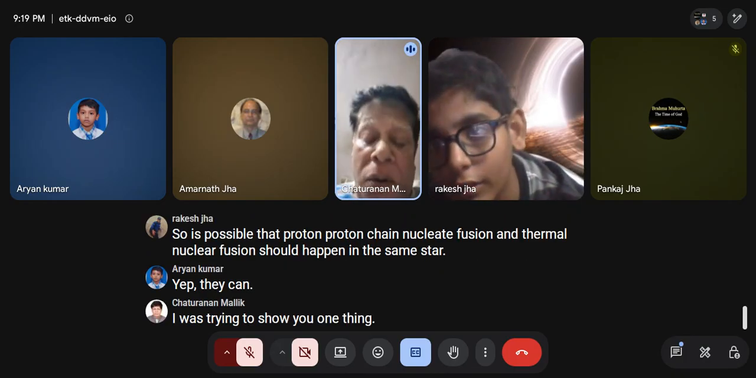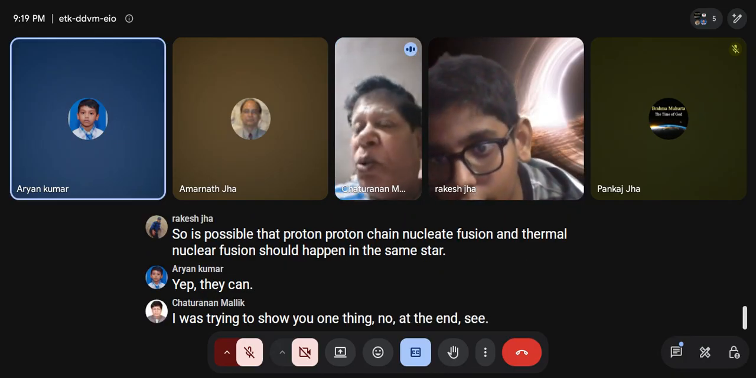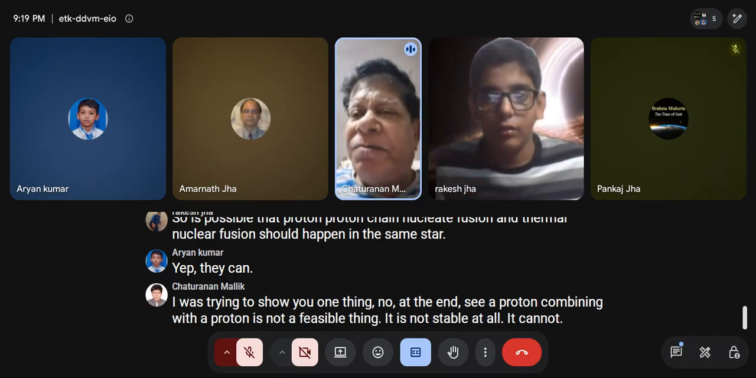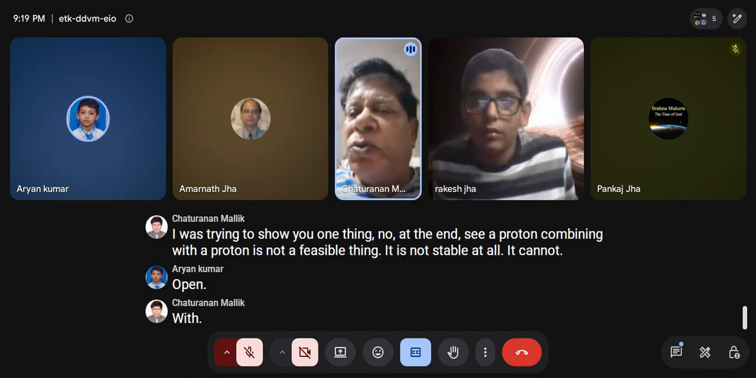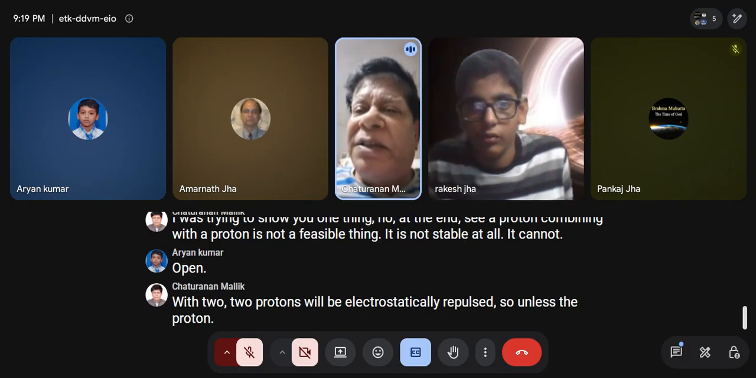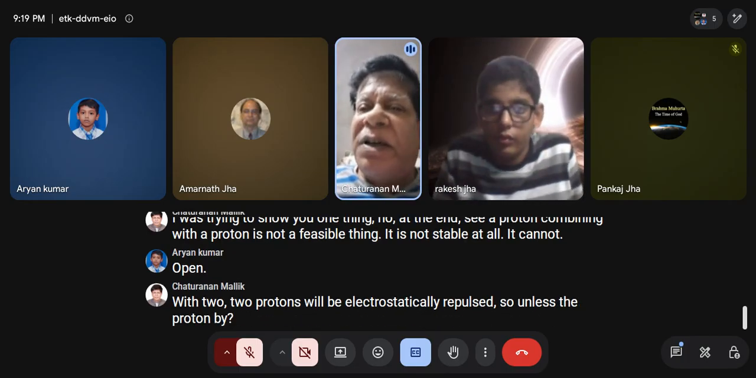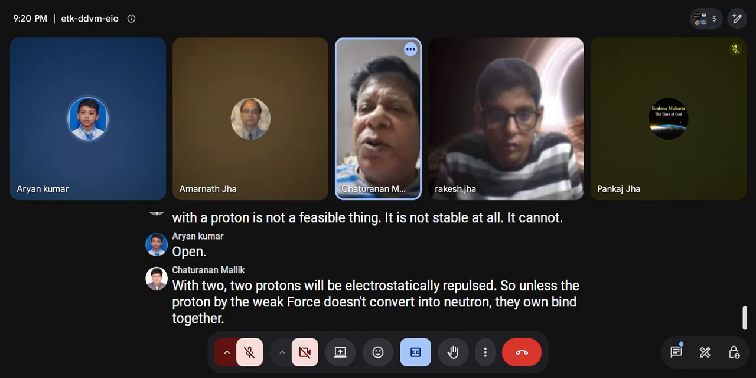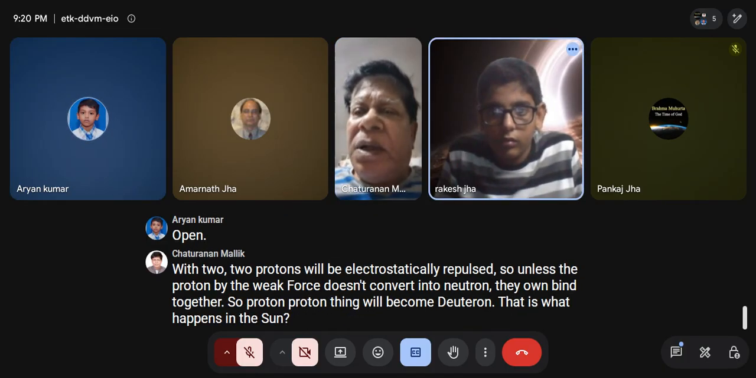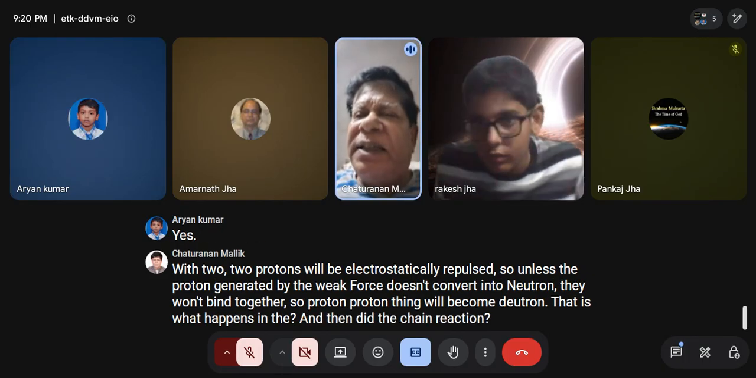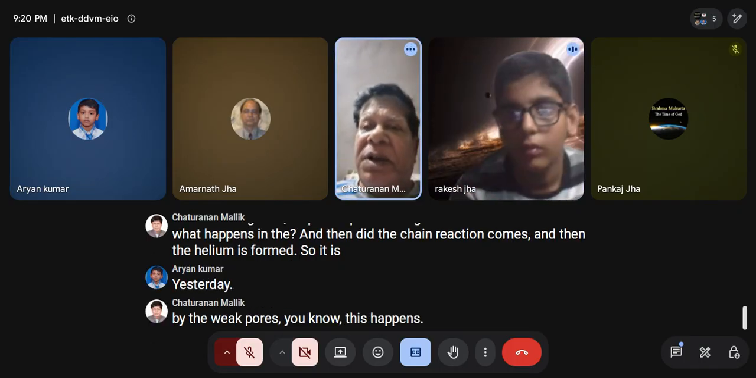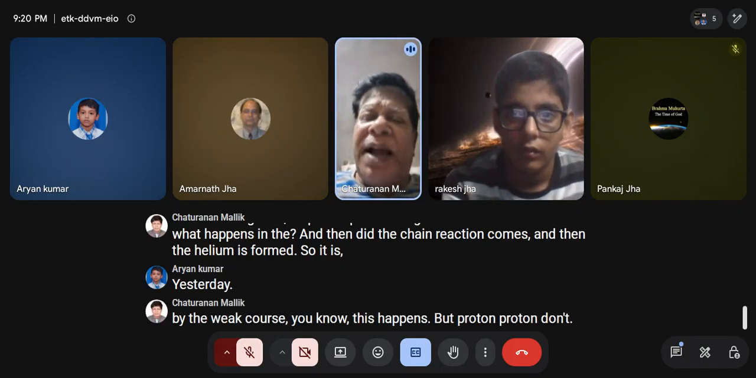Sorry, one thing. Aryan, a proton combining with a proton is not a feasible thing. It is not stable at all, because two protons will be electrostatically repelled. Unless a proton converts into a neutron by the weak force, they won't bind together. So the proton-proton reaction will become a neutron. That is what happens in the sun. Then the chain reaction comes and helium is formed. So it is by the weak force that this happens. But protons don't react at all.